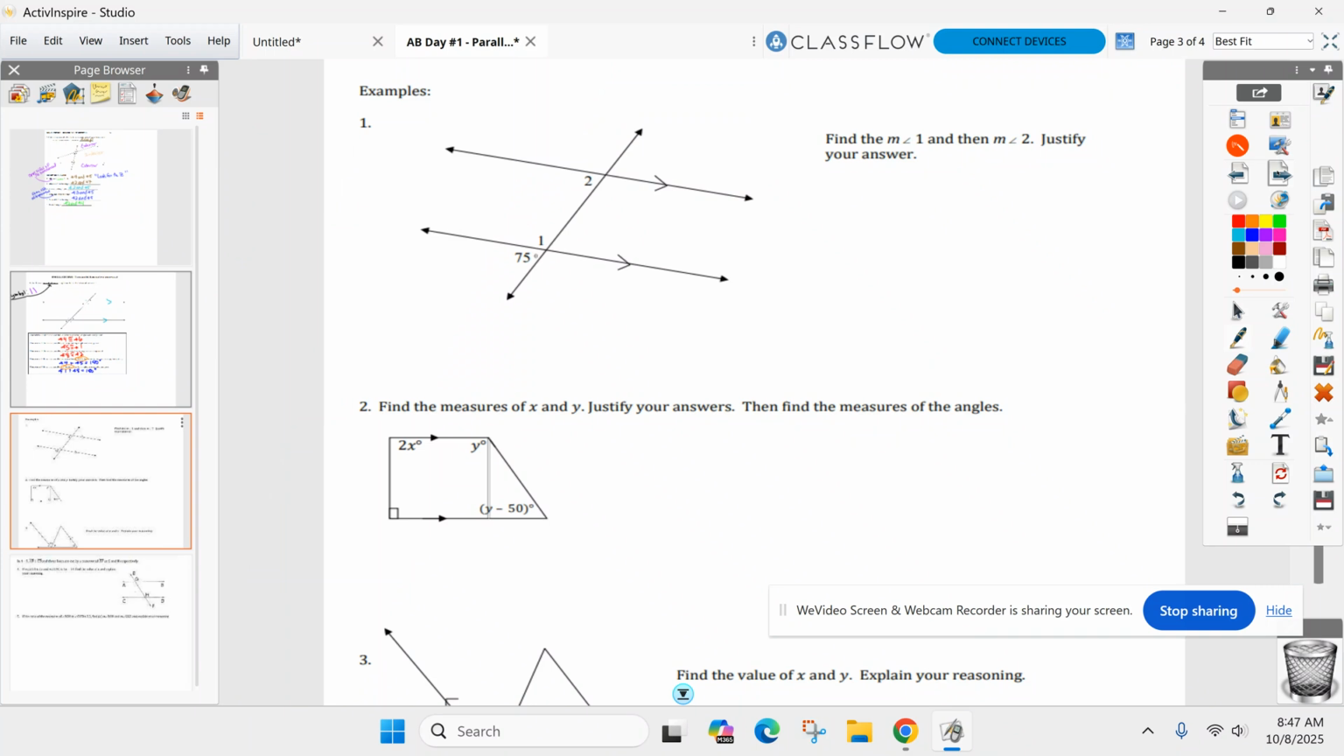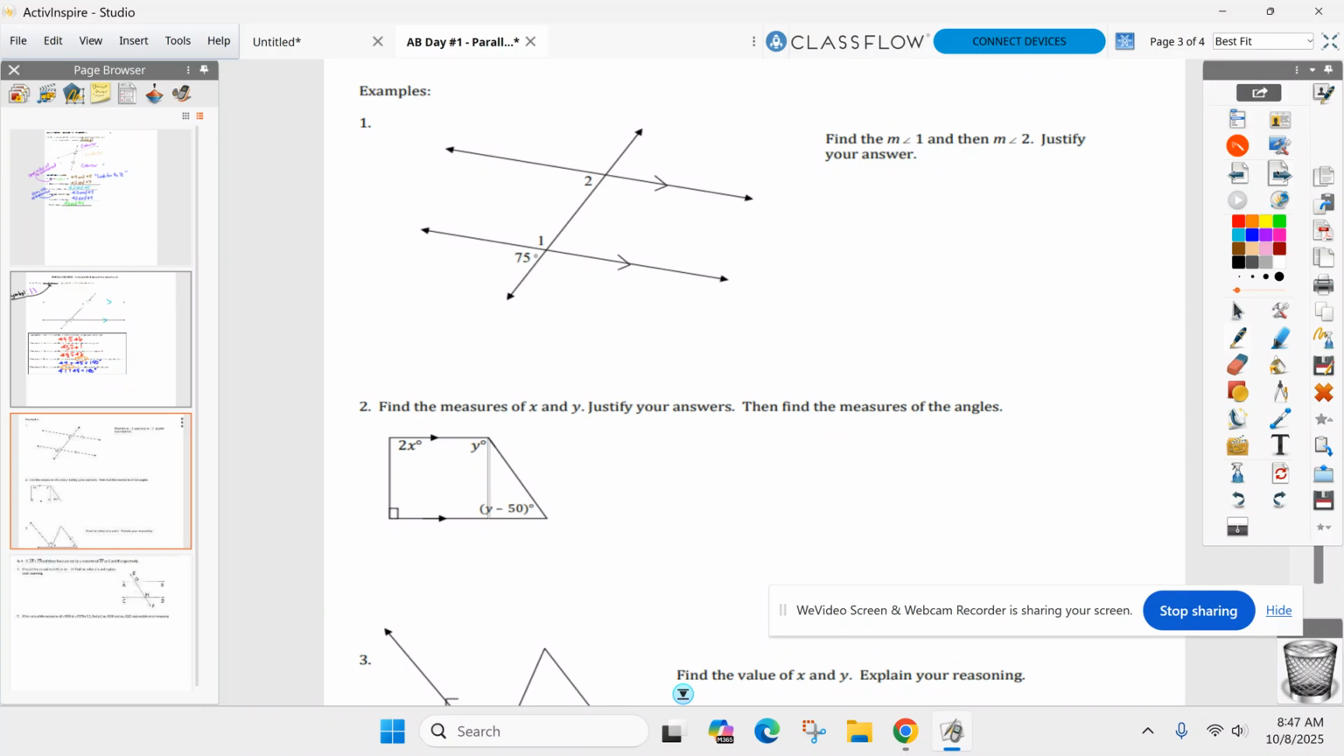I didn't tell you they're parallel. Why? What's on the diagram already that tells you this is parallel? The arrows. I don't need to come out and say those are parallel. You look at the diagram, you see the arrows, the lines are parallel. I'm giving you that 75 degrees. Can you help me find angle 1 and 2, please?